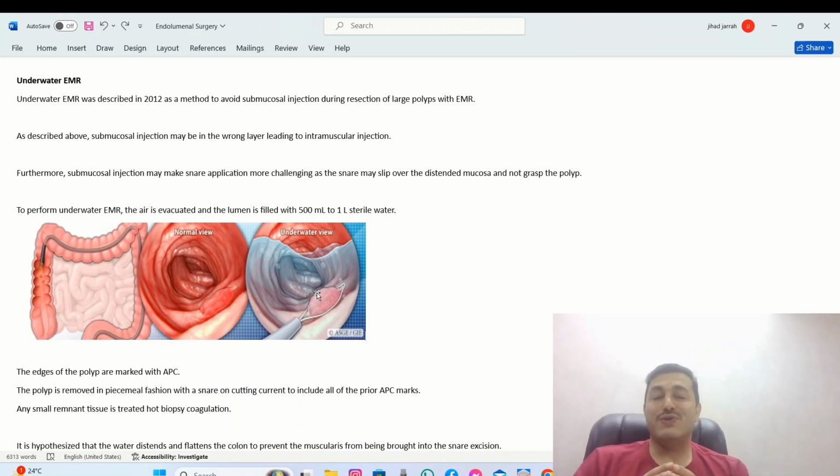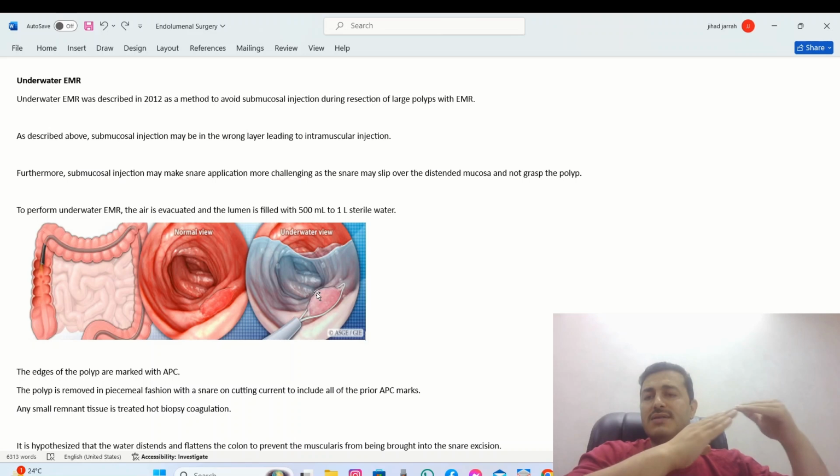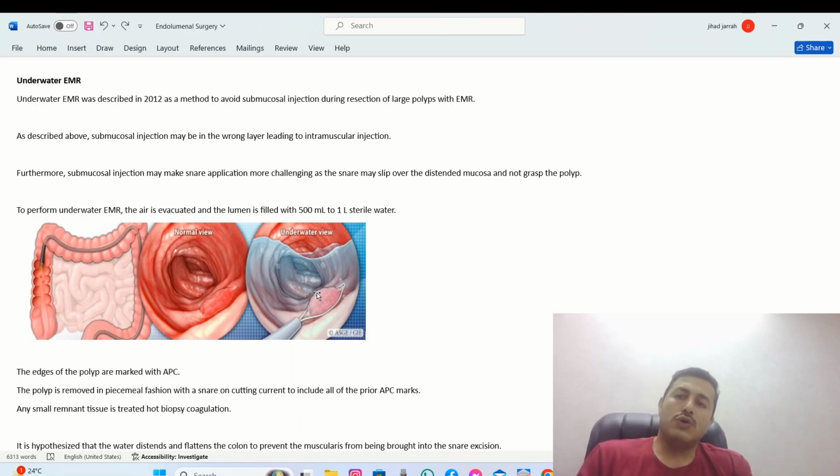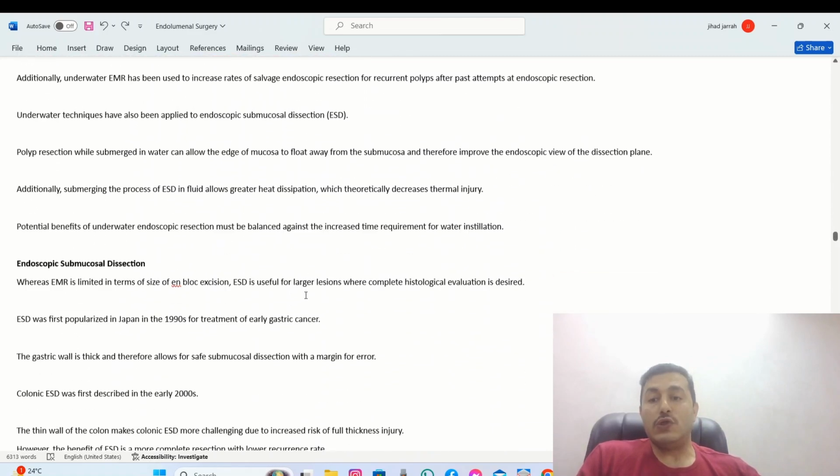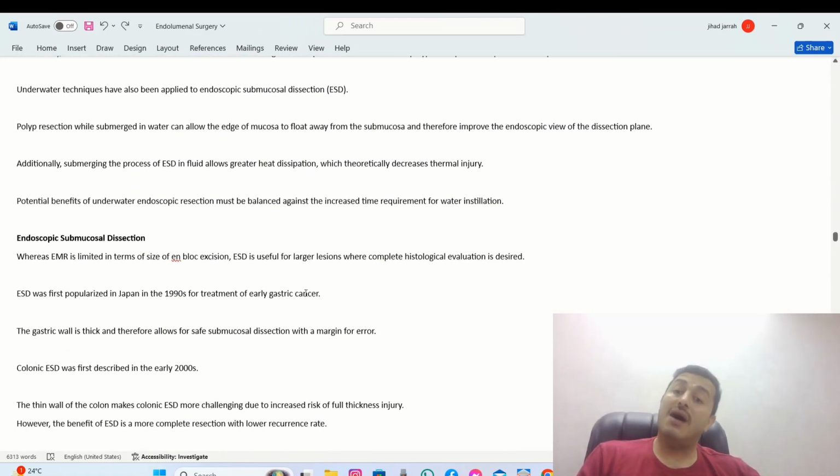Another advantage is that the partially cut edges of the lesion can float in the water, making the dissection or resection easier. Sometimes we use it as a salvage. What do we mean? If classic endoscopic mucosal resection doesn't work, we go to underwater endoscopic mucosal resection. Okay, let's move to endoscopic submucosal dissection.